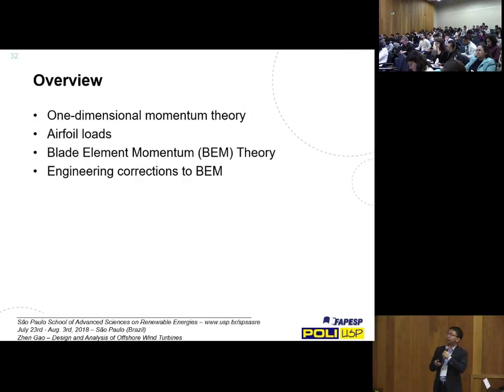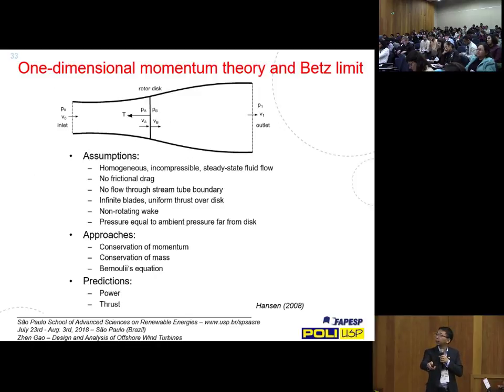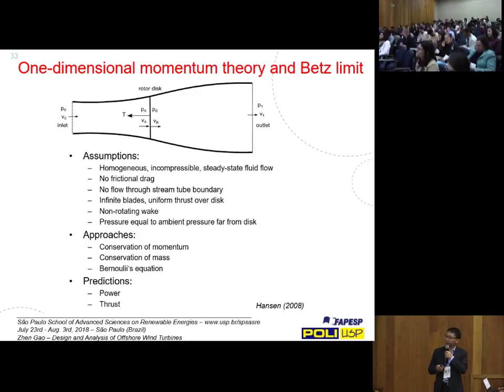I will mention briefly one-dimensional momentum theory, and then combine it with the blade element momentum series, and we get loads on a typical wind turbine. And then we implement some more engineering corrections to the BEM method. So I refer to a book by Martin Hansen from DTU. He wrote the book Aerodynamics of Wind Turbines, which is a very excellent book. For those who don't know, you can read that book.